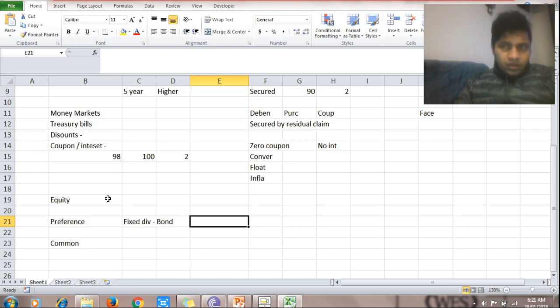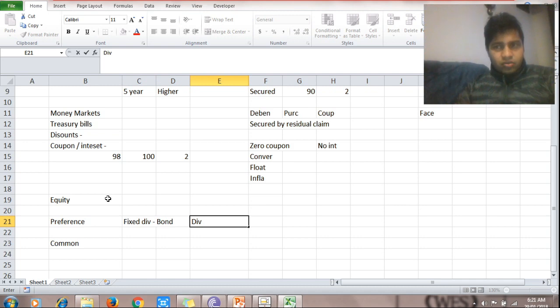Okay, but it has certain advantages of equity, right? The certain features of equity rather than advantages. The features include that dividends are not compulsory to pay, right? So if you don't make any profits, there is no dividend, so dividends are not compulsory to pay.